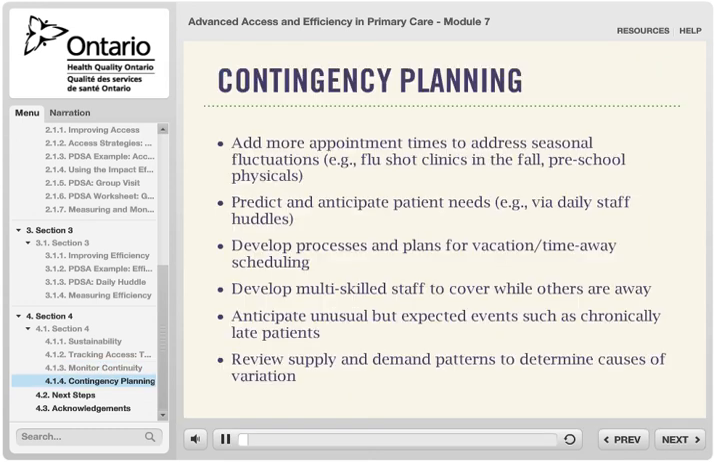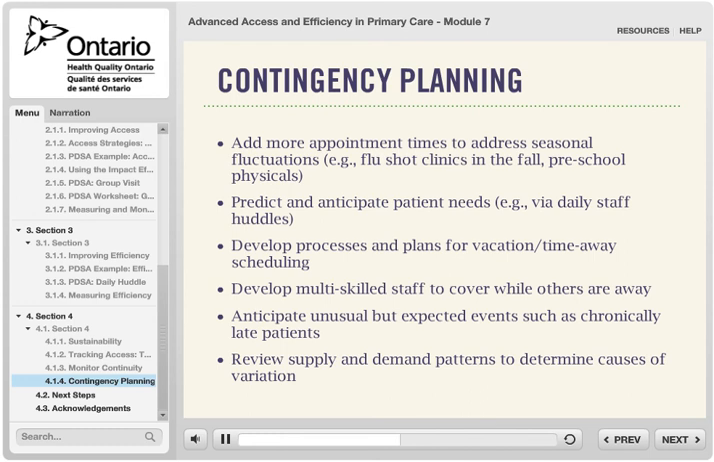Do you have a plan for vacation scheduling, end-of-day management, no-shows, late patients, variation in seasonal demand and return visits? Variations may occur in patient demand or provider supply. Planning for unexpected but predictable variations such as flu season or vacations helps the practice to be proactive in meeting patient needs and keeping supply and demand in balance.